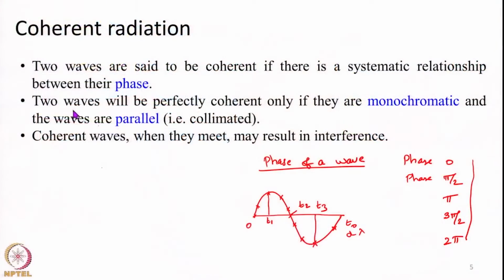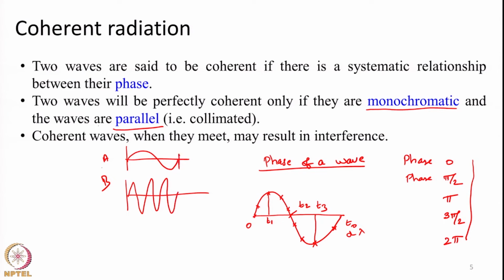So, we go back to the previous slide. Yes, two waves will be perfectly coherent only if they are monochromatic and they are parallel to each other. So, what exactly is monochromatic? Let us say two example waves A and B. Wave A is like this, with a slightly longer wavelength. Wave B is like this.